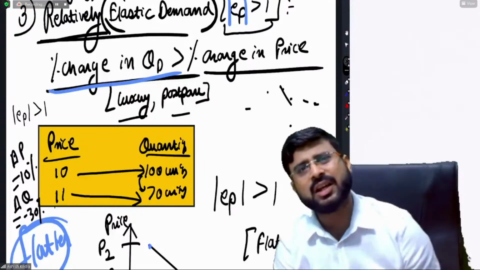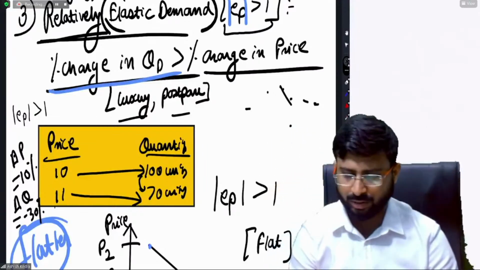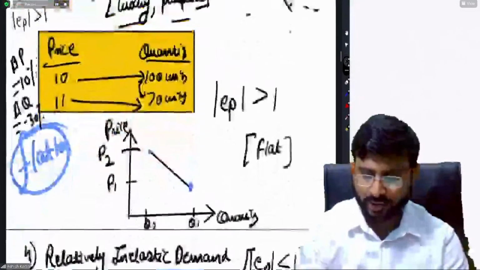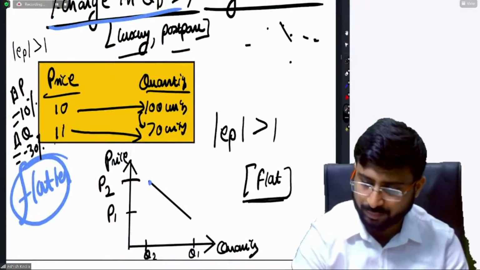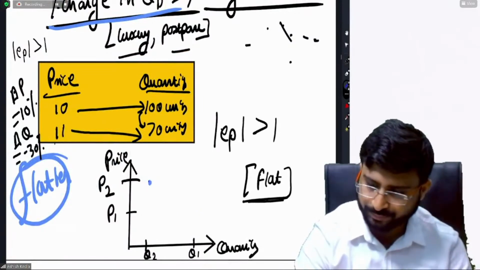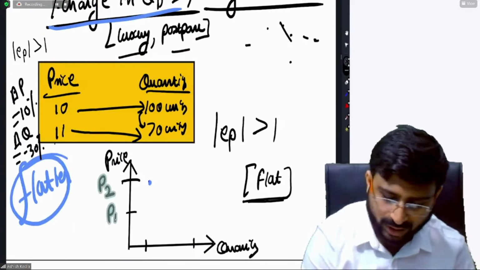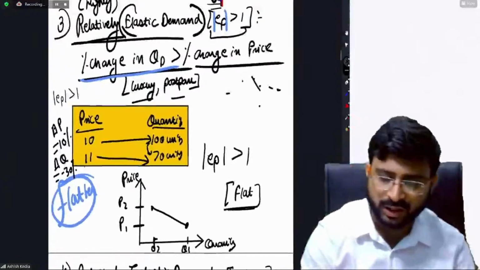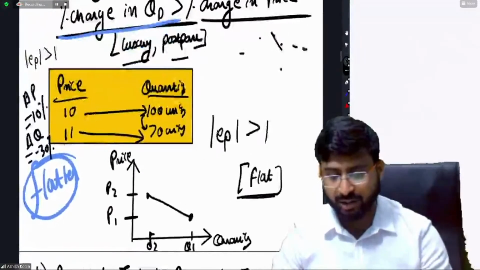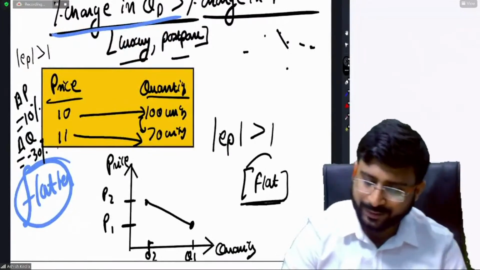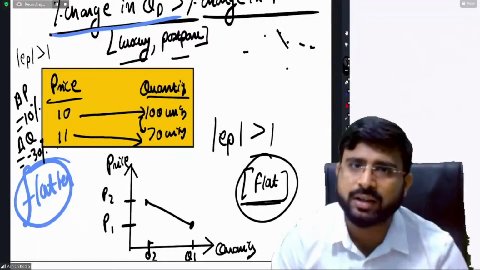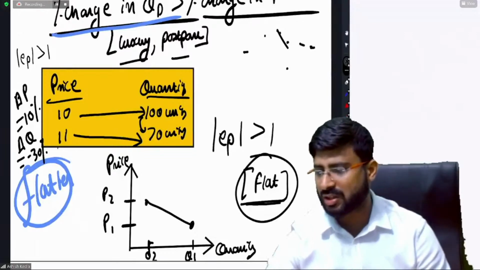And it is obviously greater than 1. You all know the values now. Okay? Yes. It is a flat curve. You want to see the diagram? I'll show it to you. You can draw the diagram yourself. This is what I'm trying to say: in case of relatively elastic demand, the curve is relatively flatter. I hope it's crystal clear, everyone.